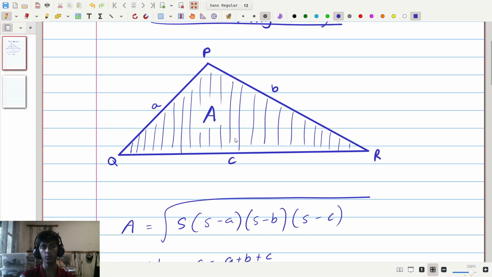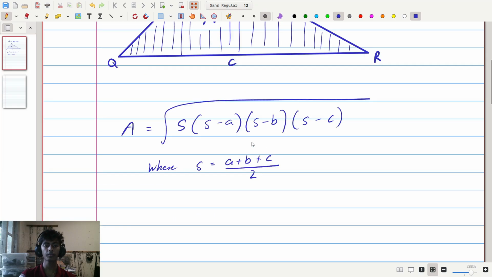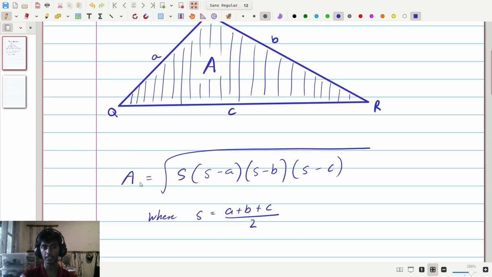Given a triangle with side lengths A, B and C, the area of this triangle is the square root of S times (S minus A) times (S minus B) times (S minus C), where S is (A plus B plus C) divided by 2. So basically the perimeter divided by 2.